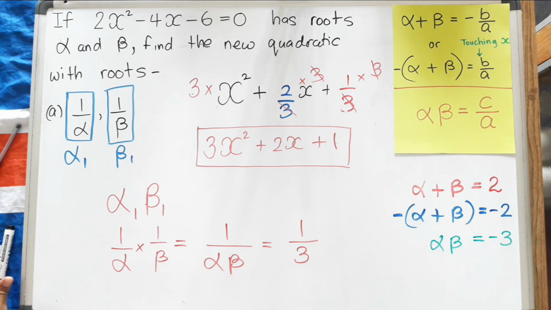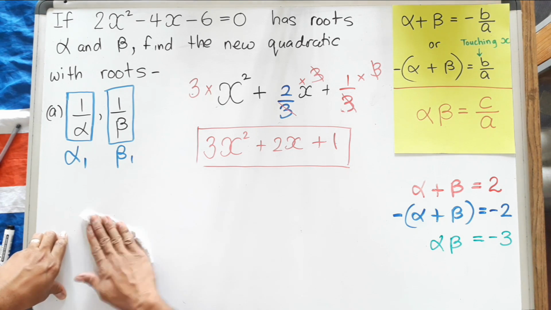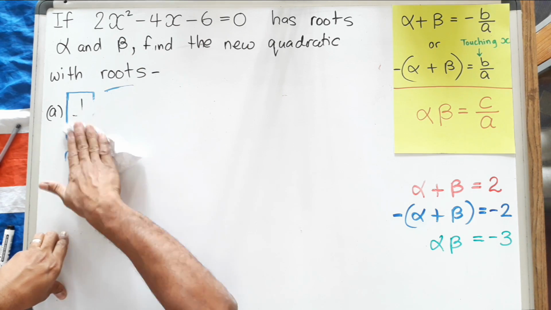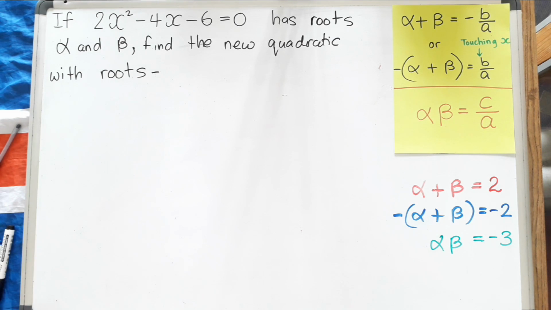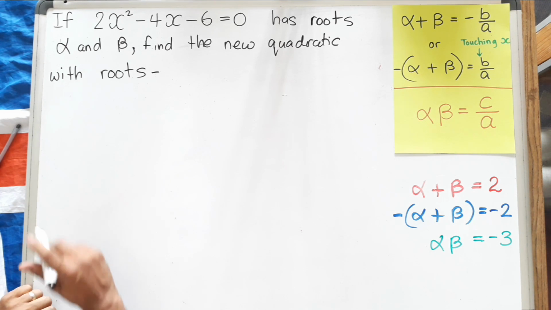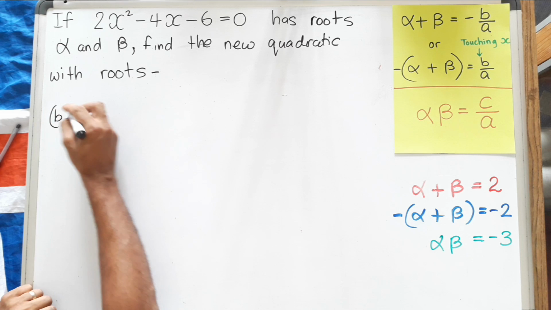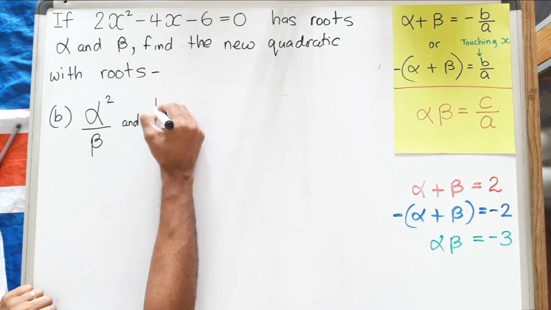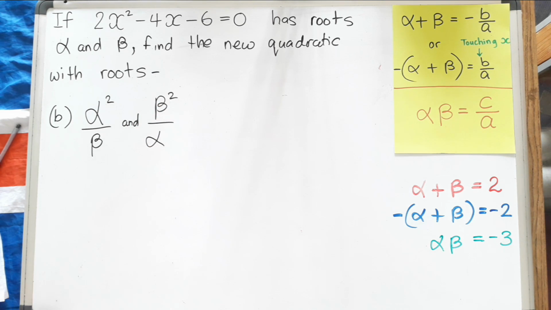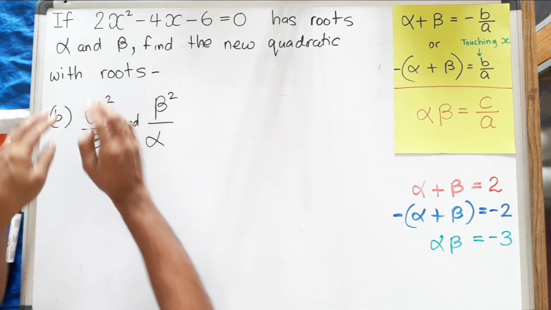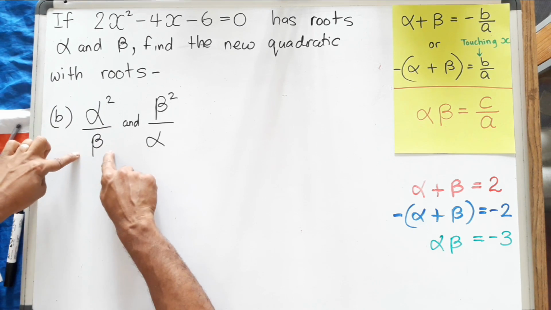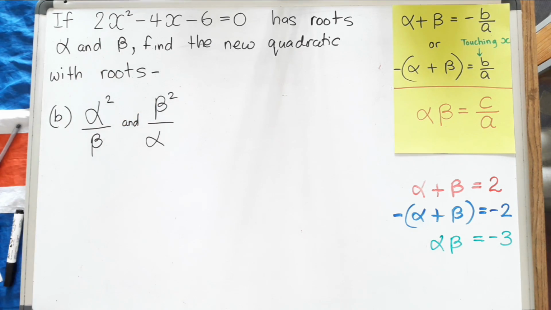All right, let's try another example. Using these same values, we're using the same quadratic here, but instead of 1 on alpha and 1 on beta, let the two new roots be alpha squared on beta and beta squared on alpha. So you have a new quadratic with two new roots. The roots are no longer alpha and beta. The new alpha is alpha squared on beta, and the new beta is beta squared on alpha.